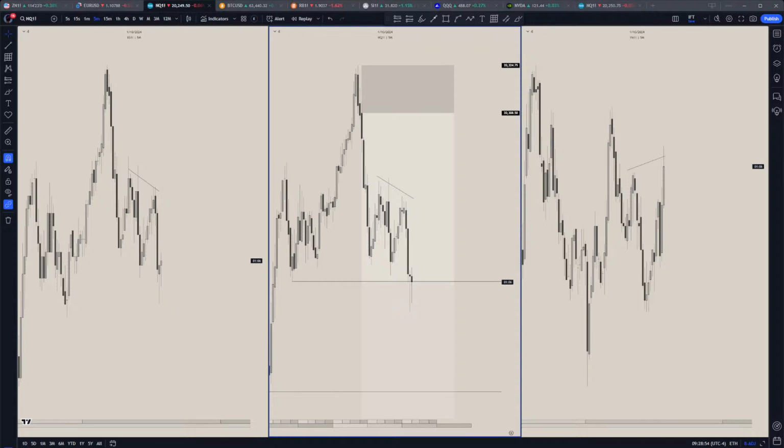So I might add on to my position here. I'll let you guys know if I do. I just want to pay attention to this and how 9:30 opens, right? If we wick high, then it looks good for shorts.